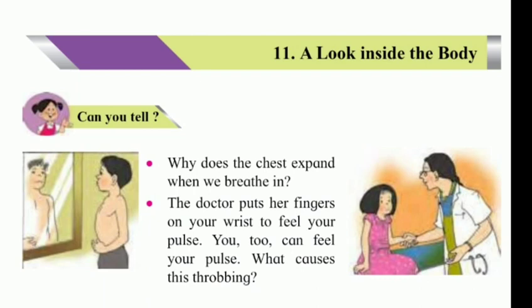Now students, see the picture on the right side. See, the doctor puts her fingers on your wrist to feel your pulse. You too can feel your pulse. What causes this throbbing? Now see, we can feel the pulse near the wrist because inside the wrist blood flows through the blood vessels. Because the heart contracts, the blood is forced forward. This causes throbbing. Students, here throbbing means beating of the pulse rapidly.